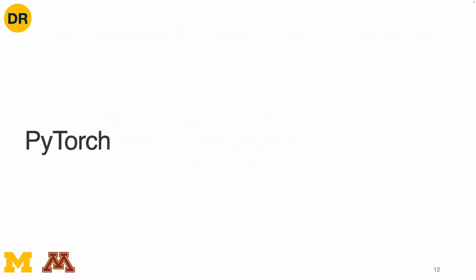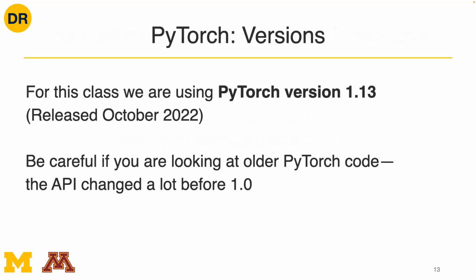Okay, so with that, let's dive into some of the features of PyTorch. For this class, we are using PyTorch version 1.13. This was released last October. While you're looking for the final projects, you might be looking into papers that are a little older. So be careful about the versions of PyTorch that your projects are using. If there is code available for some of the papers that you're looking into, try to keep in the back of your mind that some of the APIs have changed quite a bit before it got standardized after 1.0.